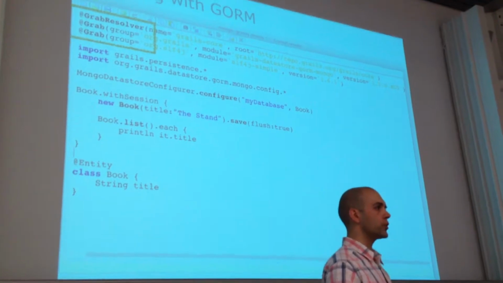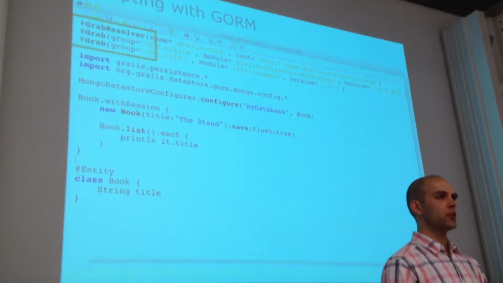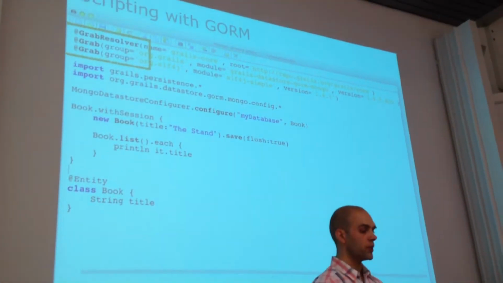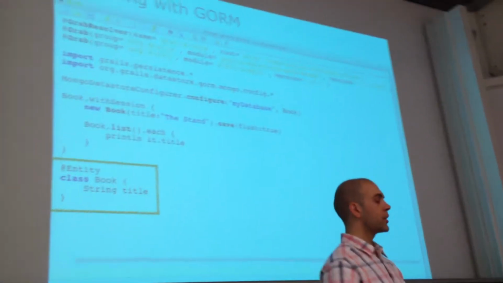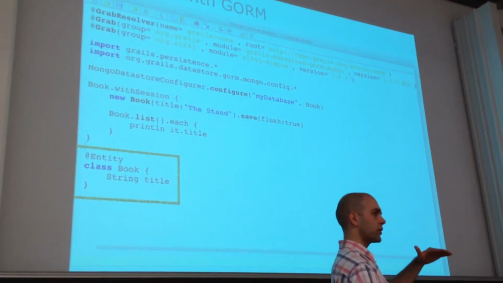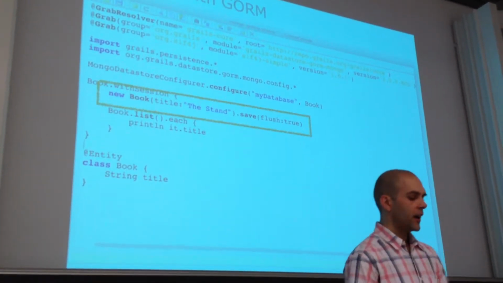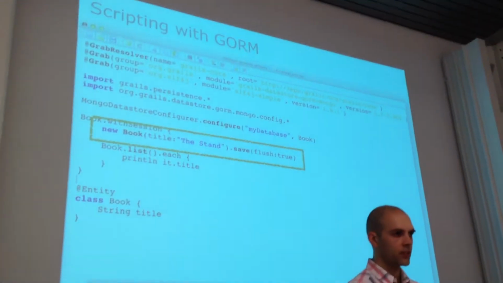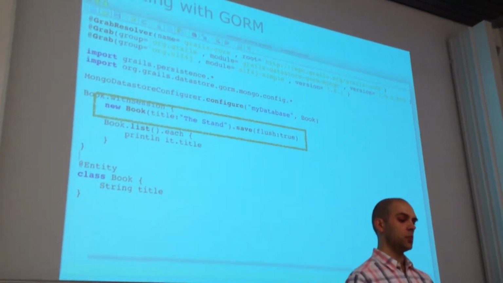We're getting hold of the Grails data mapping jar files called GORM, in this particular case for MongoDB. So we have those. We create our entity class, which will be mapped to a MongoDB collection. And then we can do new book, set the title, and save it. And that will go into MongoDB.